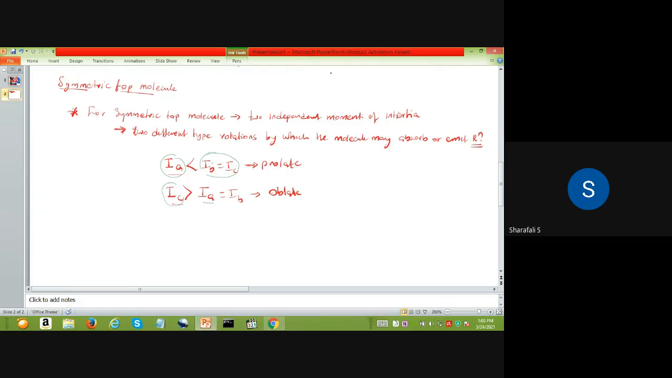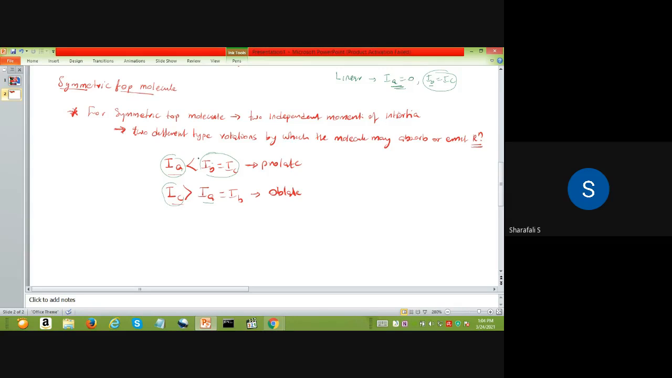In the case of a linear molecule, what is the difference? In the case of a linear molecule, we have IA equal to 0 and IB equal to IC. So only one moment of inertia is there, or only one kind of rotation is there. IA is 0, IB is equal to IC, so we can take either IB or IC. Only that we have to consider because IA equals 0, the other moment of inertia is 0.